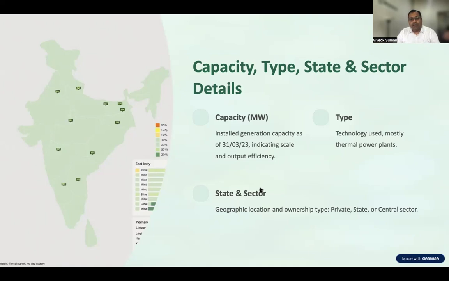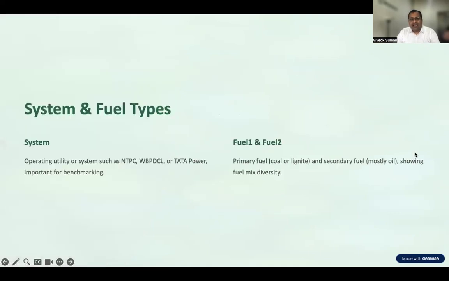Now, if I am talking about system and fuel type, those are another two columns. System refers to the operator or power company responsible for the plant. This could be NTPC, state owned, Tata Power, private, WPCDL. We know across India there are several different private operators currently working in this sector. Knowing the operator is useful mostly for cross-plant comparison, that is, how my plant compares to the other one, and for understanding corporate practices.